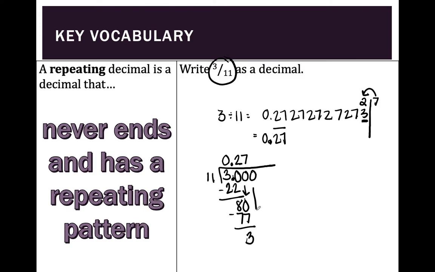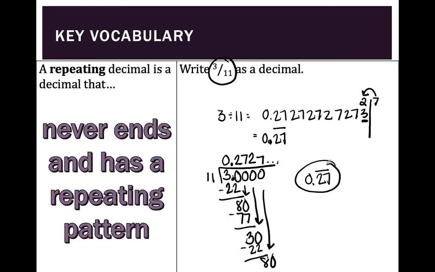Again, we're working until we don't have any left over. 11 goes into 30 twice. That's 22. Once you recognize, wait a second, didn't I already do this? I'm not getting anywhere. I just keep getting the same thing over and over again. That means that that's going to be a repeating decimal, which is a decimal that never ends and has a repeating pattern. So in this case, 0.272727 forever and ever.